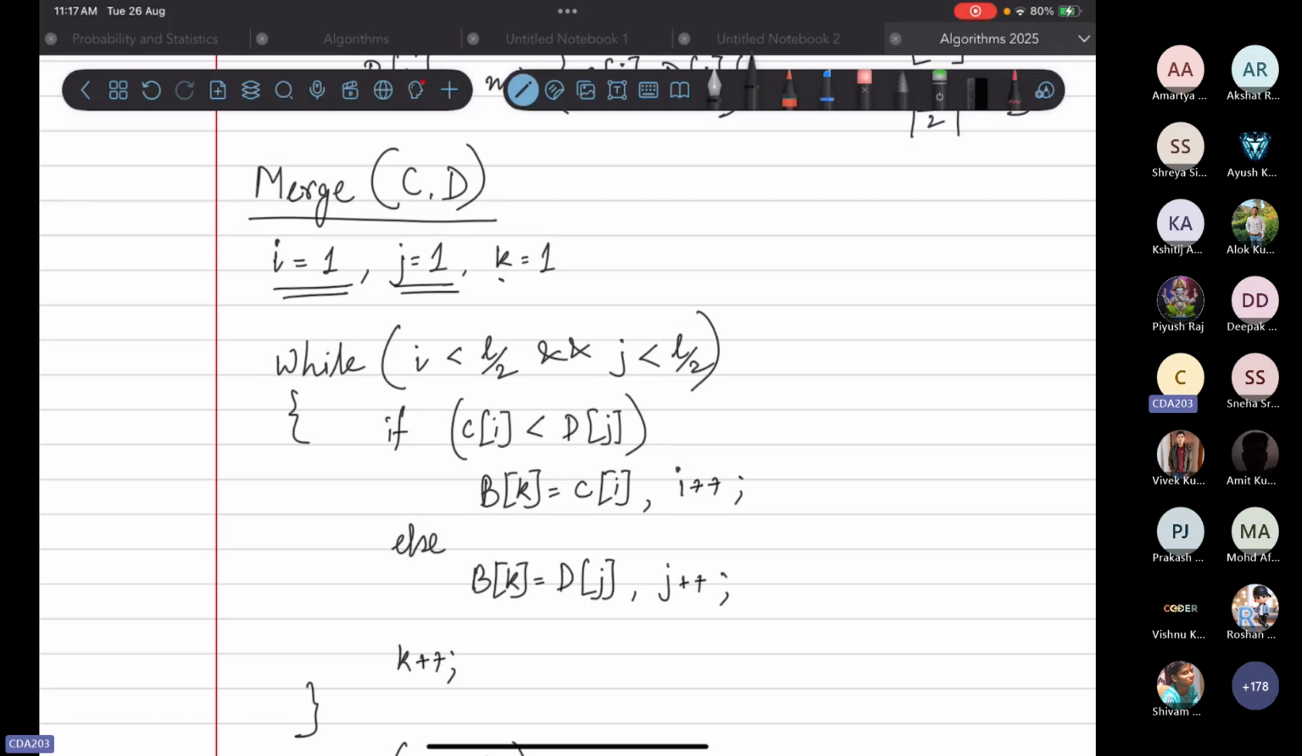Any question about this? What if I is equal to L by 2? It doesn't matter. If it's equal, then also it's okay.